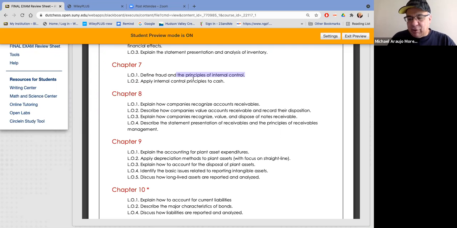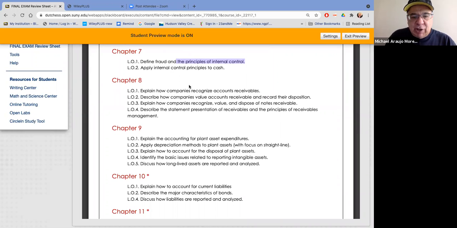And so they had to do things like try to separate duties, segregation of duties, more documentation, human resource controls, things along that line that you've learned. So there are going to be a few questions certainly on fraud and those internal control principles that you've learned in that chapter. Chapter 8 was all about receivables. Most of it was on accounts receivable.